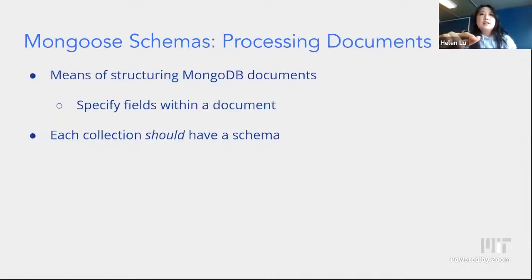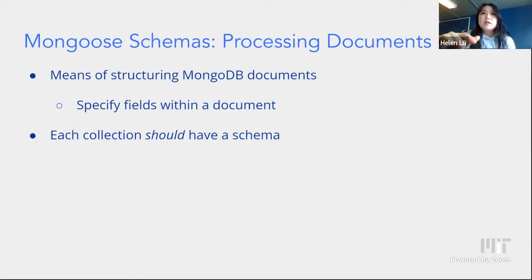And again, these schemas are a way for us to structure our MongoDB documents or objects. And so we use them to specify the fields that an object should have. And again, each collection should have its own schema. And so objects that don't have that schema will not be in a particular collection.